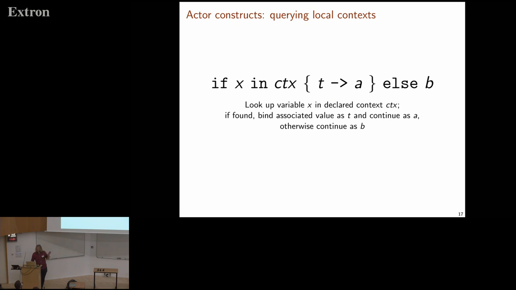And this is how we look something up in a context. So if you have a term t, and if it's a variable, then we try to look it up in the context that we declared. And if it's declared in the context as t, then we continue as a, otherwise we continue as b. So I think this will become clearer when I show you a full example in a moment. But this is how you extend the context, this is how you use the context.